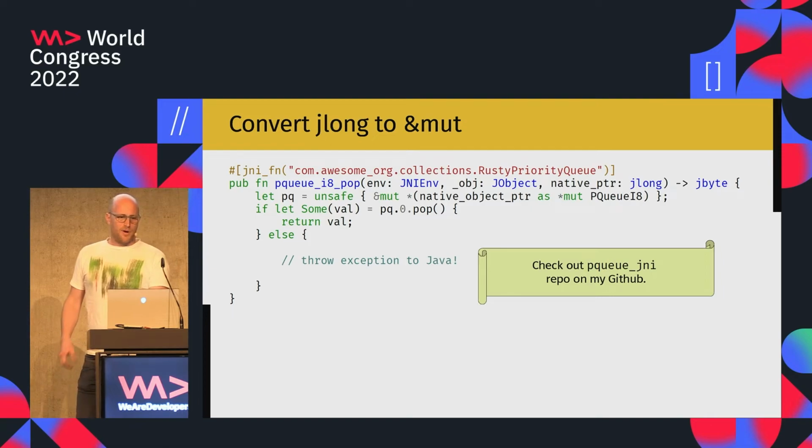Yeah, the pop implementation is also very similar. The only thing is that we have to handle the case when it pops an empty queue. One idea would be to throw an exception back to Java. If you want to have a look at how this can be done, we have the example on GitHub. Please check it out.